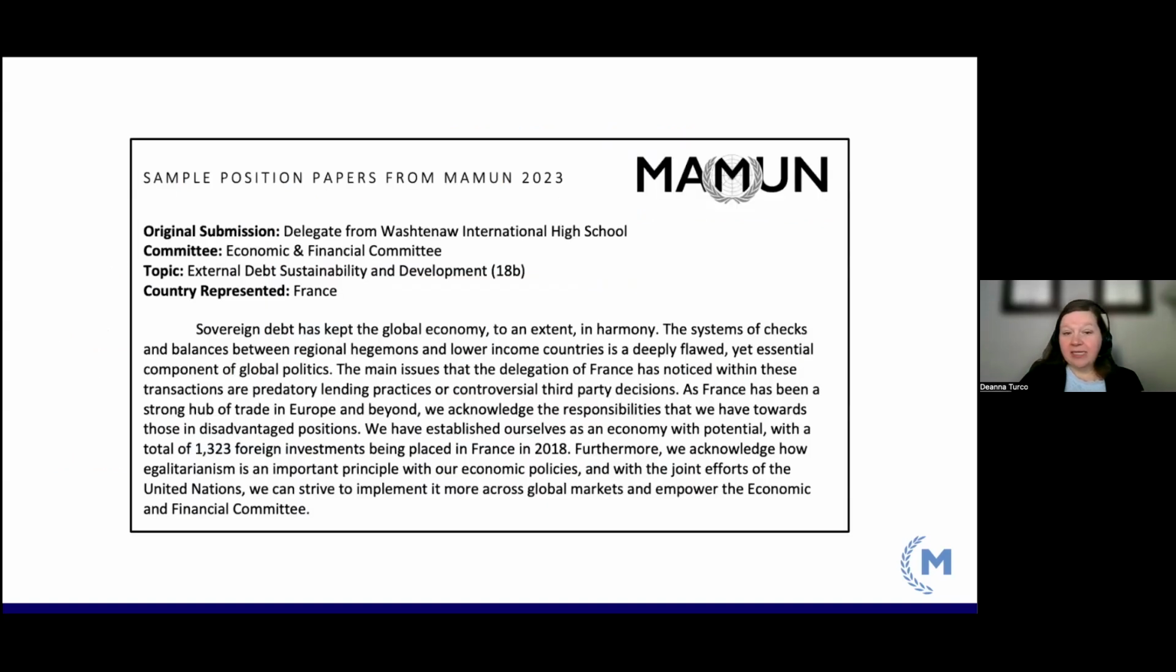And I'm going to give you a sample. This was the Best Position Paper Award from 2023. If we need more examples or need to go over it, we can also do the 2024 example, but we'll just go with 2023. And this was submitted by the delegate from France to the Economic and Financial Committee.